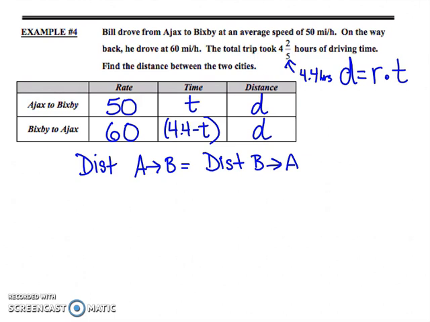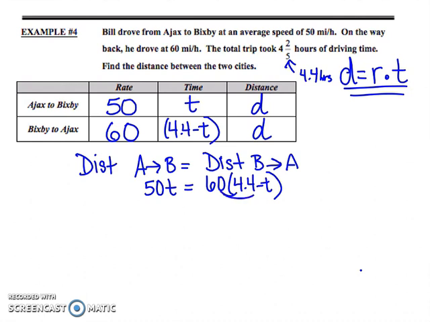The distance is our constant in this problem. Distance, right over here, is equal to rate times time. Well, we know the rate times the time. That's going to be 50t. So distance from Ajax to Bixby is 50t. Distance from Bixby to Ajax is going to be 60 times 4.4 minus t.